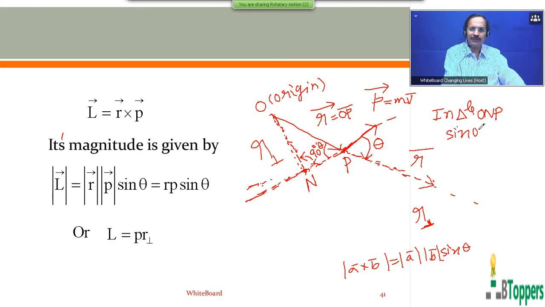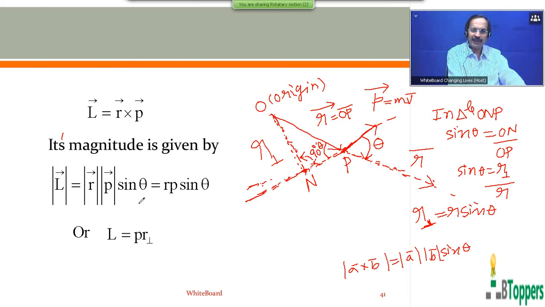Sin theta can be written as the length of the side opposite theta divided by the length of the hypotenuse, ON by OP. So ON can be written as R perpendicular. The length of the line OP gives the magnitude of the position vector R bar, denoted by R. So R perpendicular can be written as R sin theta.